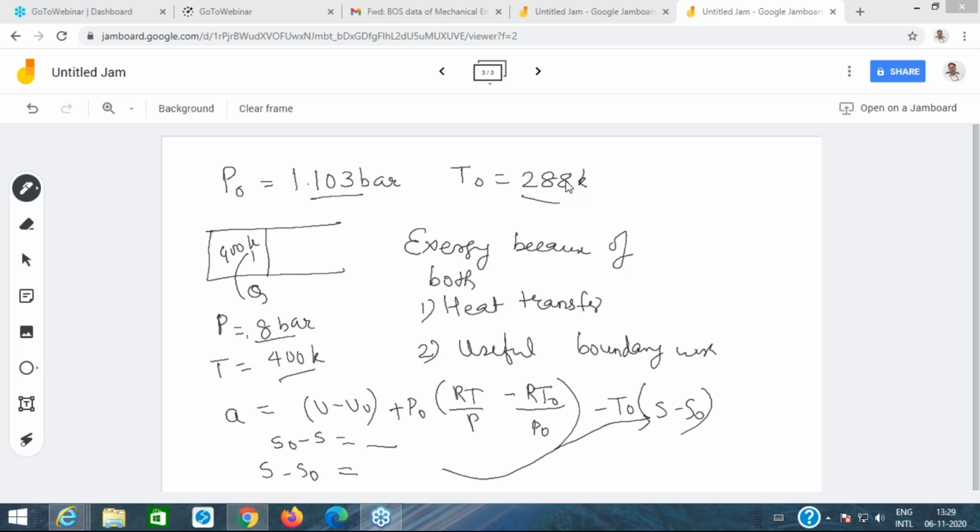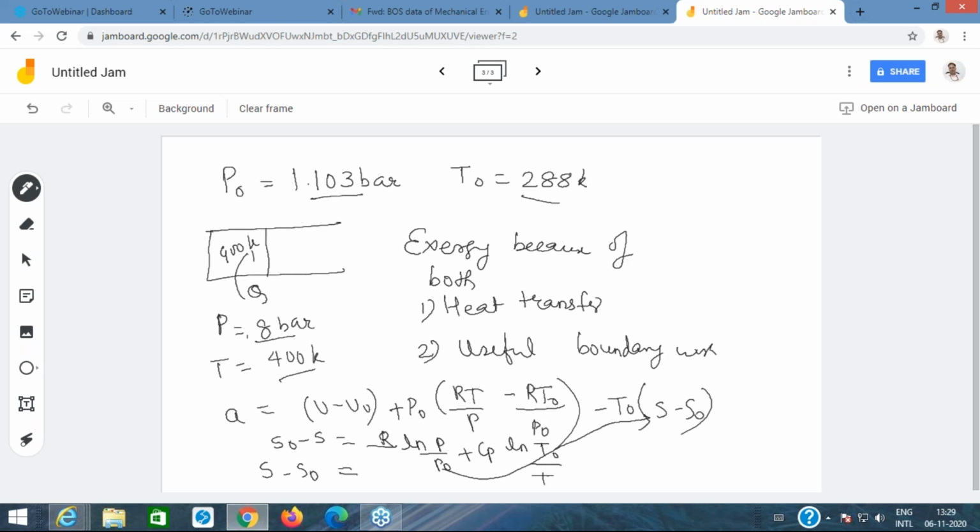Again, the same expression has to be used for entropy change. Suppose I am calculating S naught minus S instead of S minus S naught. Then it would be R ln P by P naught plus Cp ln T naught by T. Or if you are substituting S minus S naught, then just reverse the same. Reverse the case, so that the value is S naught minus S.